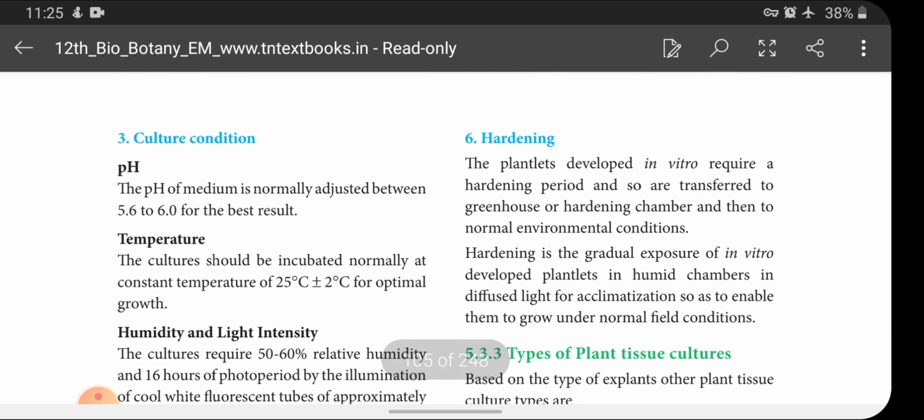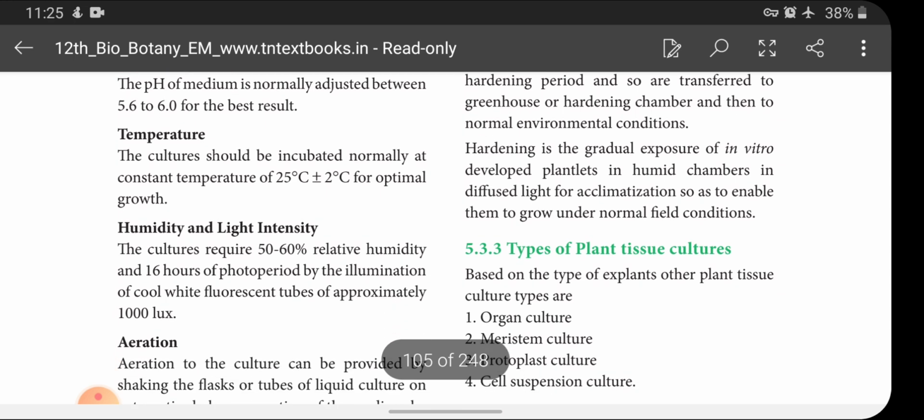Next, hardening. The plantlets developed in vitro require a hardening period, and so are transferred to a greenhouse or hardening chamber and then to normal environmental conditions. From the embryoids the plantlets arise. After the transfer to the hardening chamber, we can transfer the plantlets into the normal environmental condition.